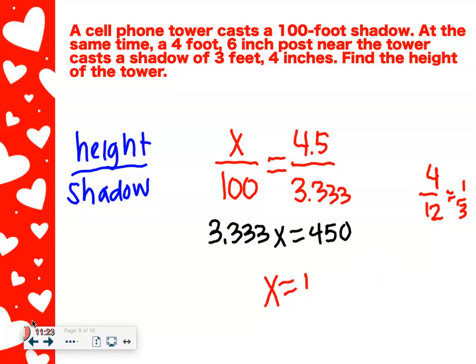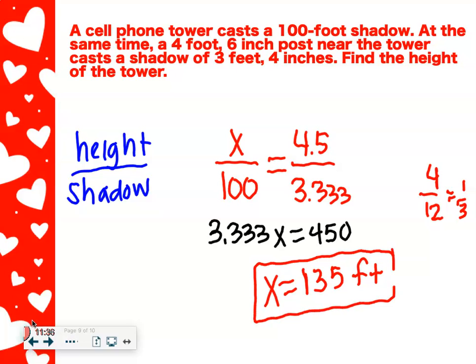Anyone know how tall a cell phone tower is supposed to be? It's like 125. No, that's not how it's supposed to be. Could you Google it? I'll Google it. We'll see how accurate this problem is.